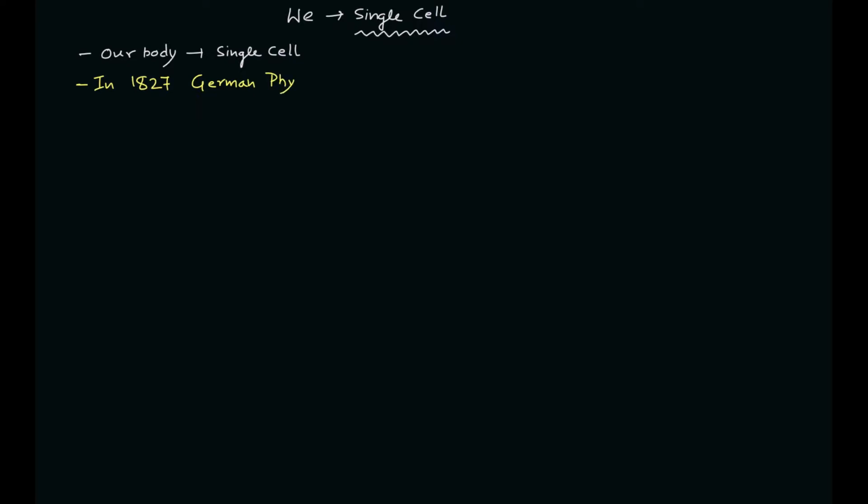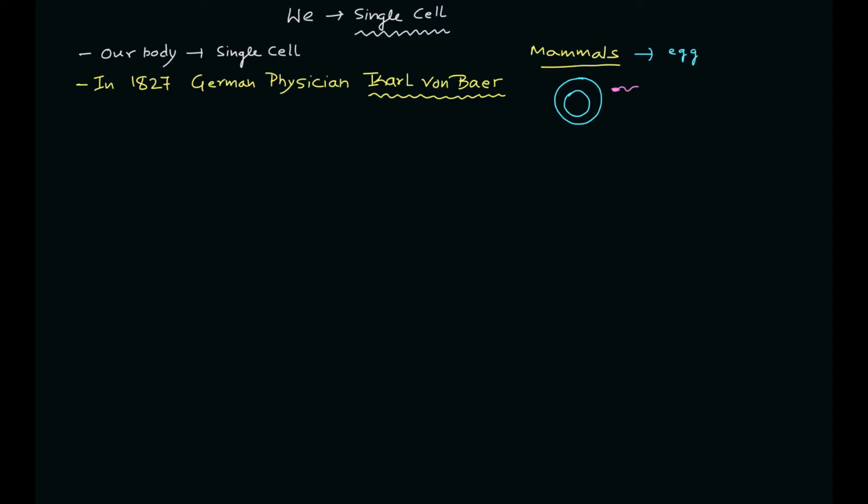In 1827, German physician Carl von Baer suggested that mammals are formed from the egg. The egg is fertilized by the sperm, right? So let me draw the structure of the egg. This is the egg, and it will first be fertilized by the sperm to initiate the formation of the zygote.